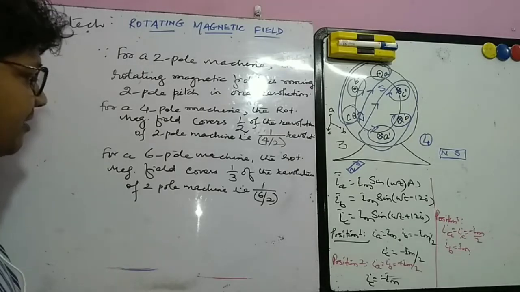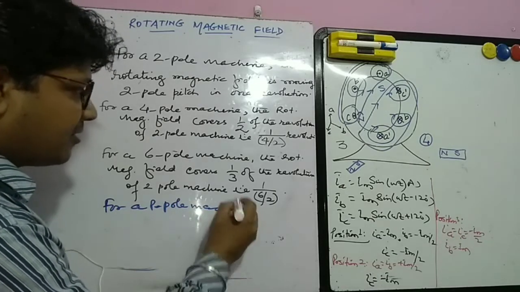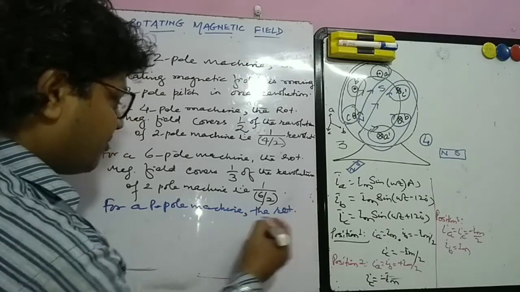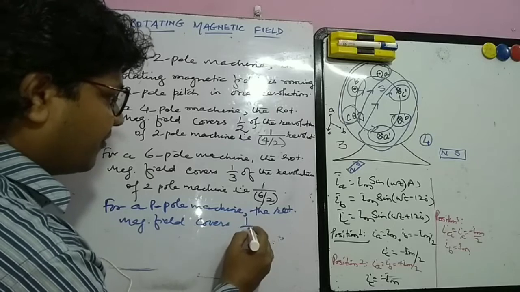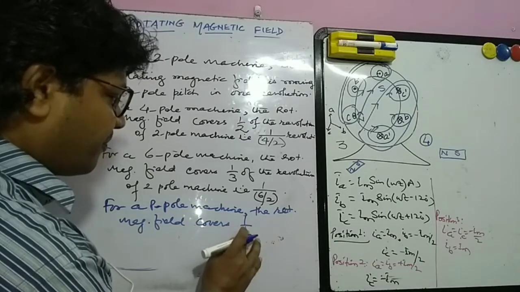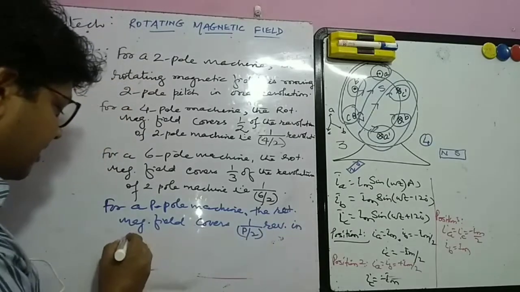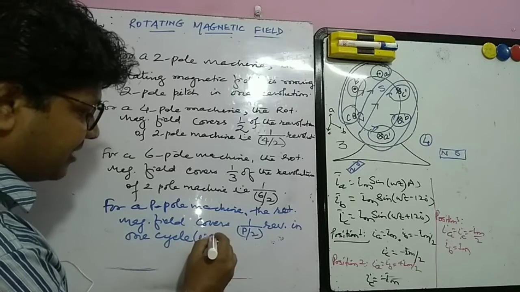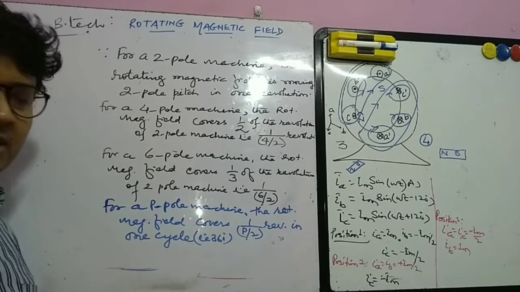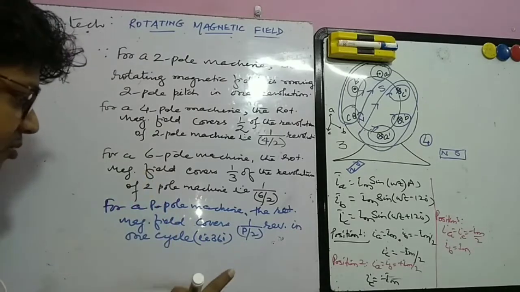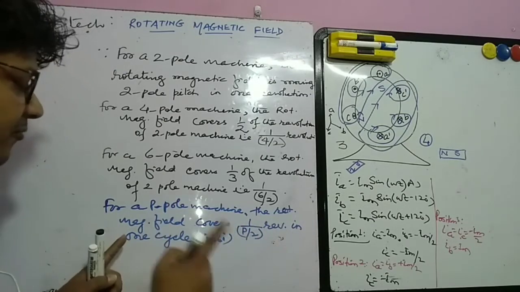Now for a p pole machine, the rotating magnetic field covers 1/(p/2) revolution in one cycle, and one cycle means 360 degrees. So for a p pole machine the rotating magnetic field covers 1/(p/2) revolution in one cycle.